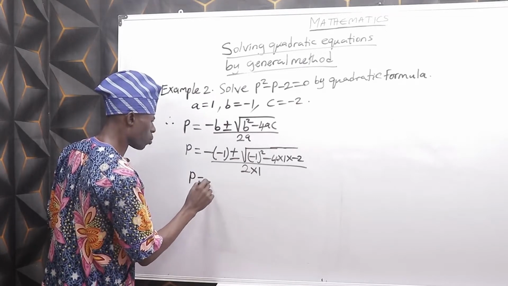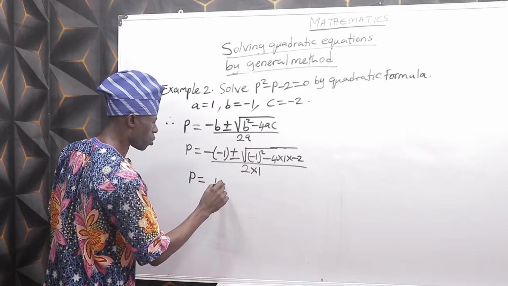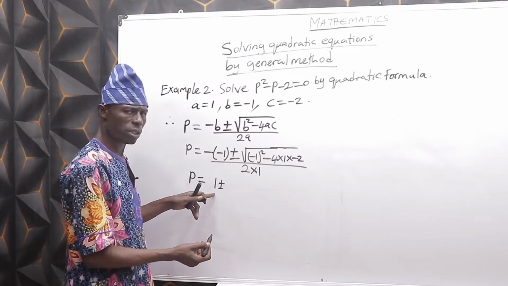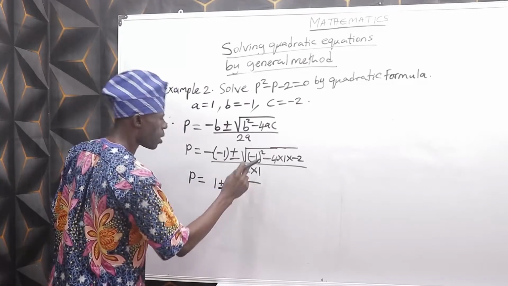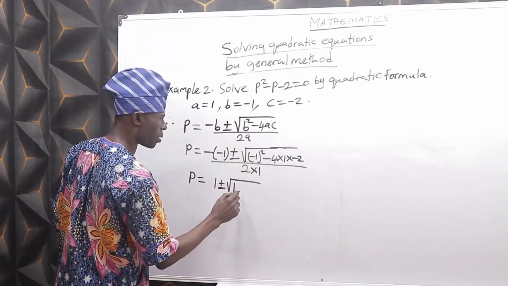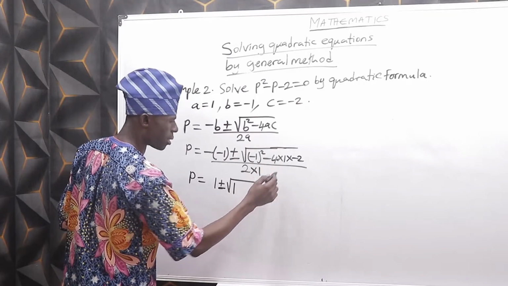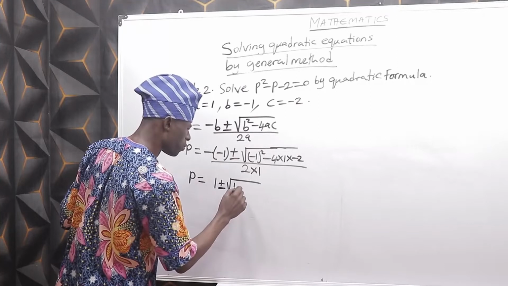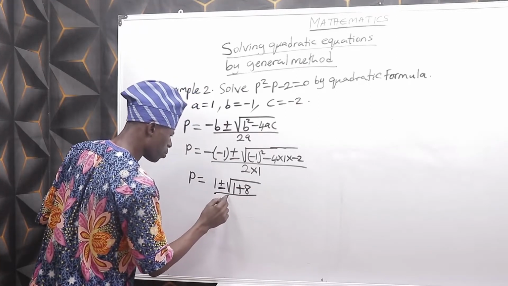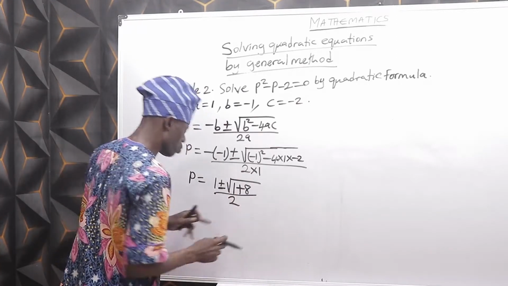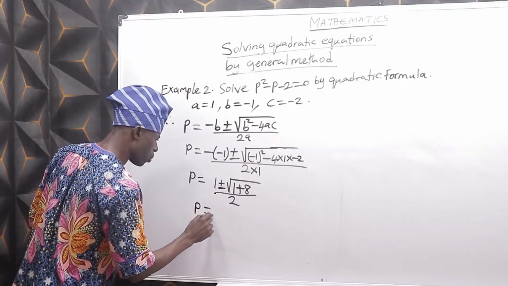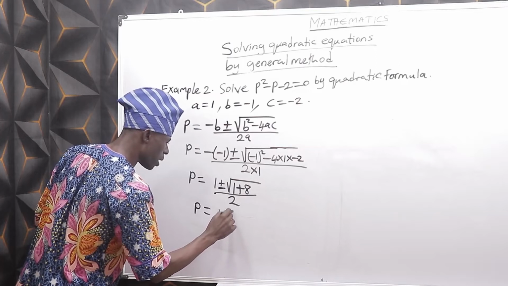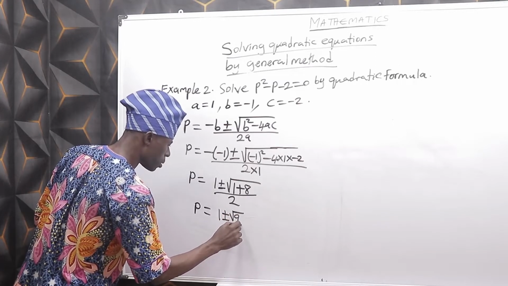So p is equal to positive 1 plus or minus. How is it positive 1? Minus times minus 1 is positive 1. Square root of minus 1 squared is positive 1. Minus 4 times 1 is minus 4. Minus 4 times minus 2 is positive 8. Everything over 2. 2 times 1 is 2. So we have p equals 1 plus or minus square root of 9 over 2.